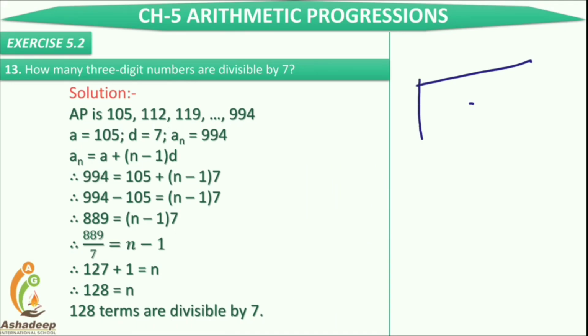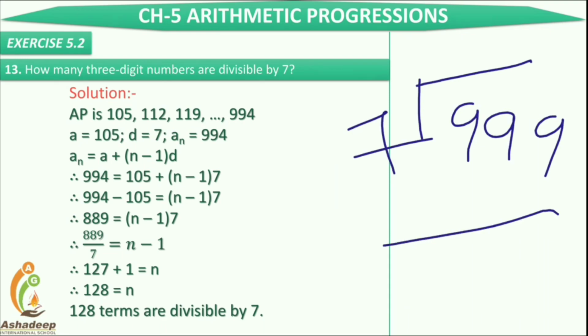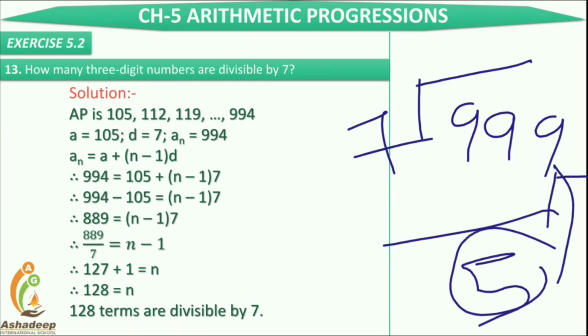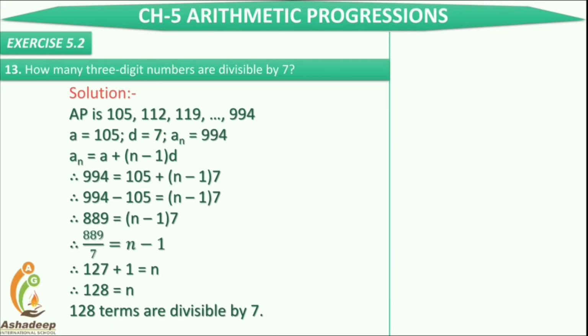Now what is the biggest 3-digit number? It is 999. You can divide it with 7 and you will end up with the remainder as 5. Now simple, subtract it from 999. So it is going to be 994. Okay. So now this is going to be the an and we have to find out the value of n.